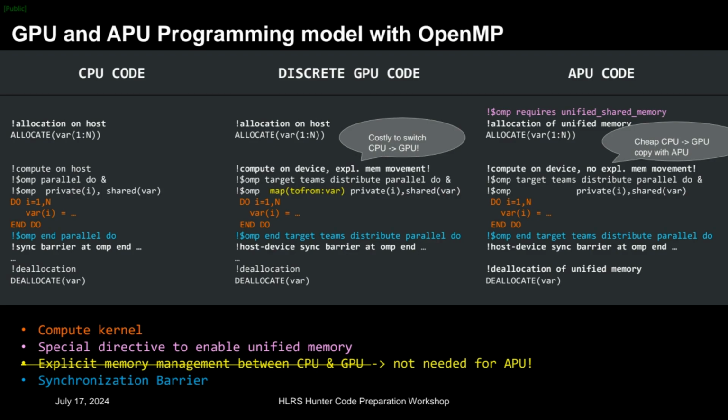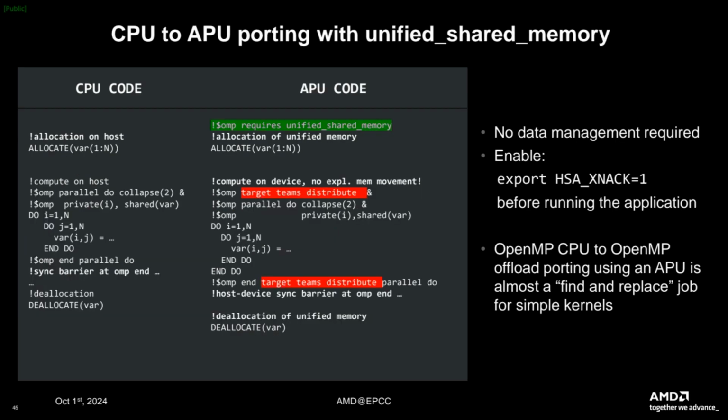So how does it look if you have a CPU code which is already OpenMP parallelized? In this case, we have a Fortran example here to have a bit of variation of Fortran and C.